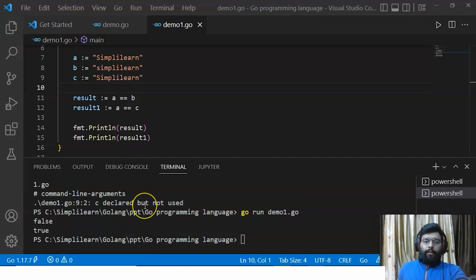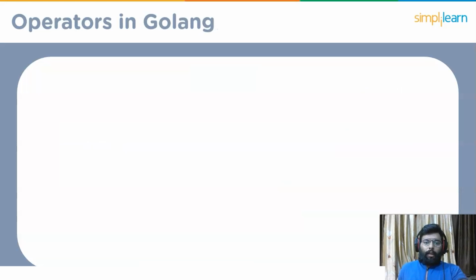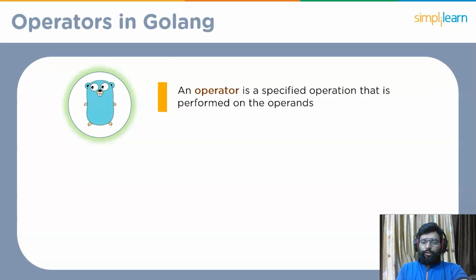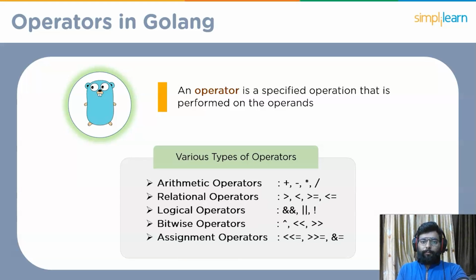Now we'll see another concept in Golang, that is operators. An operator is a specified operation that is performed on the operands. The following list describes the different operators used in Golang. First is arithmetic operator. It includes addition, subtraction, multiplication, division, and modulus operator. The next is relational operators. It includes equal to, not equal to, greater than, less than, greater than equal to, and less than equal to.